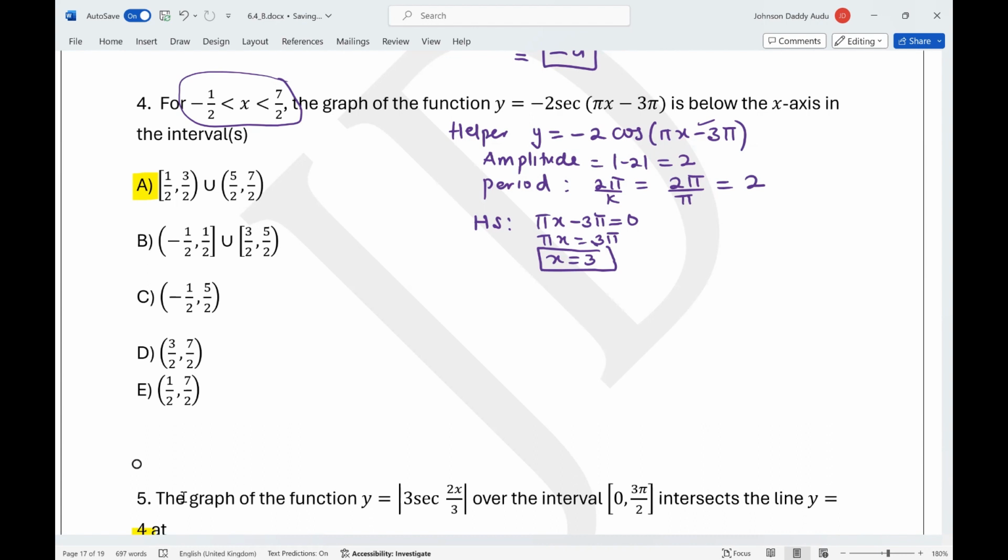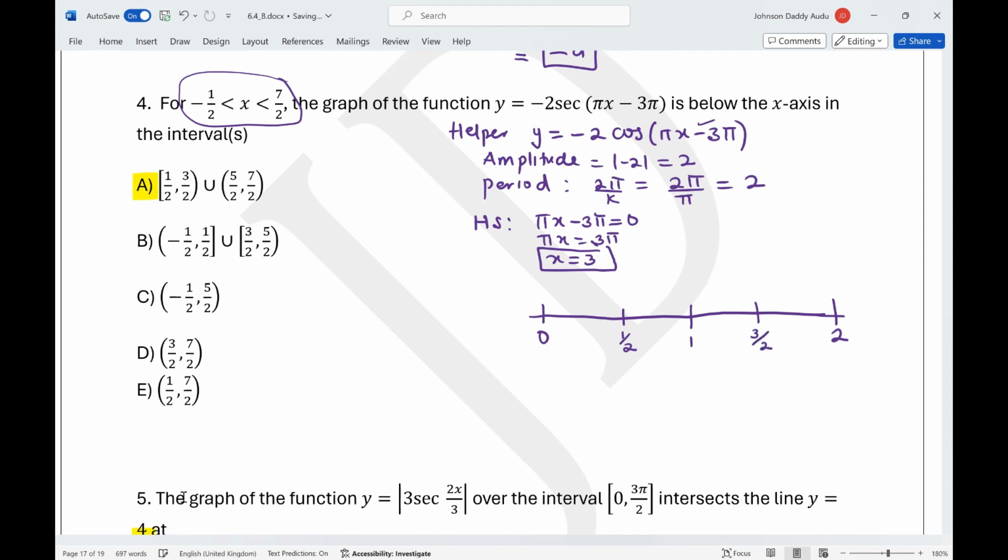original interval first. Since the period is 2, originally we're supposed to graph from where? We're supposed to graph from 0 to where? This is what we're supposed to do, from 0 to 2. And now we need to split this into 4. This is going to be 1. This is going to be what? Half. And this is going to be 3 over 2.